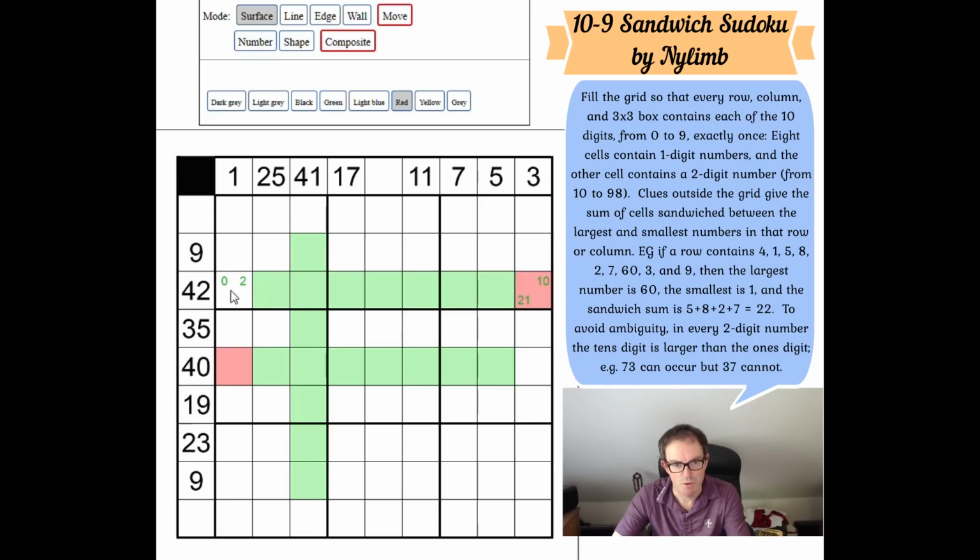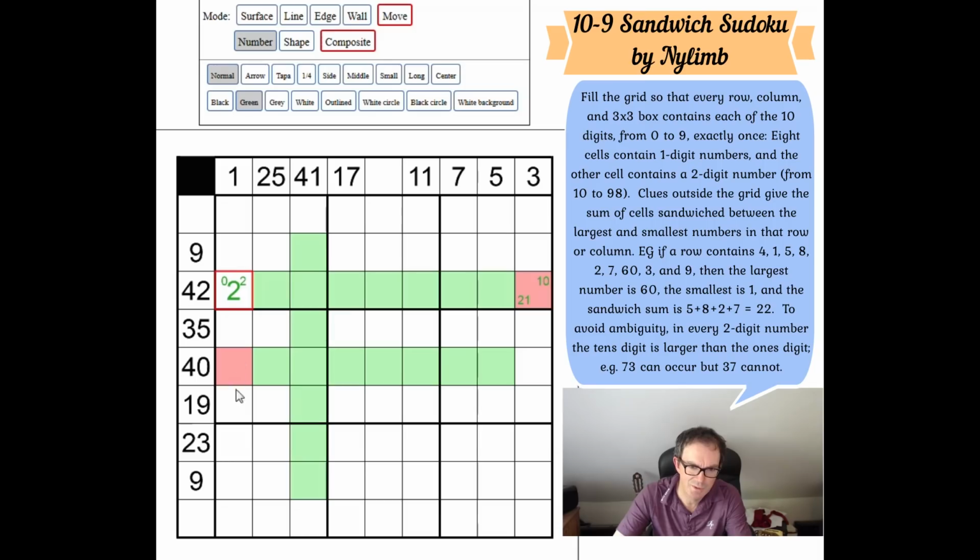I was about to say this can't be a 2, but I'm not actually sure that's right. If this is a 2, you see the 0, could the 0 be down here now? So the 1 would be here, this would be the 0, and this would be the 2-digit sum. Oh, no. This doesn't work. And it doesn't work because of the 40 clue, of course.